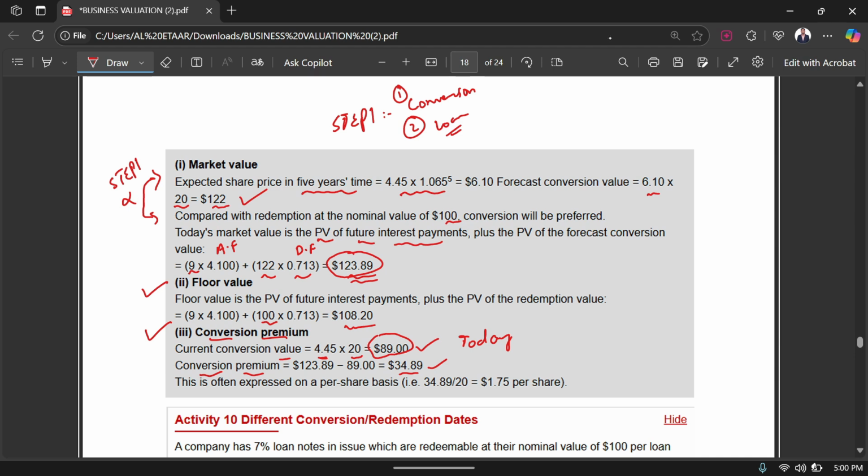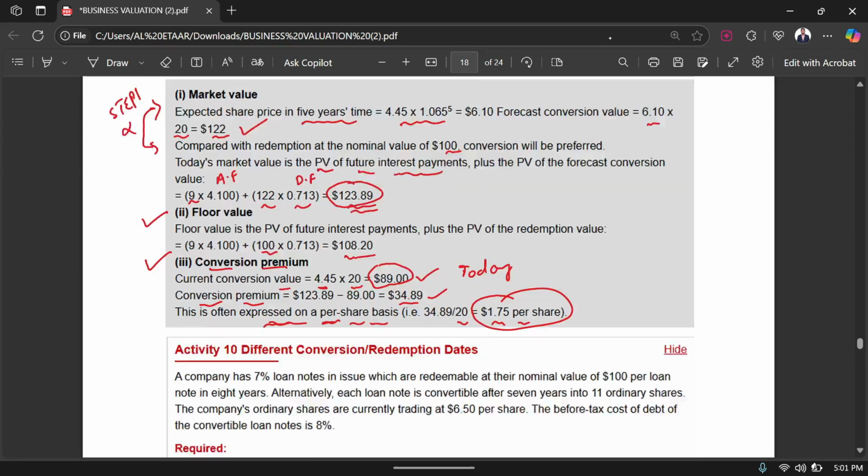Okay. And usually whenever the question asks you to calculate the conversion premium, you give it on a per share basis, which means that once you have your conversion premium 34.89, just divide it by the number of shares, which was 20, so you get 1.75 conversion premium per share. Okay, so usually you give your answer in terms of per share. That's exactly what they're saying over here. Now I hope you guys have a clear idea how to calculate market value whenever you have a convertible loan note. You guys have a clear idea of what floor value and conversion premium means.